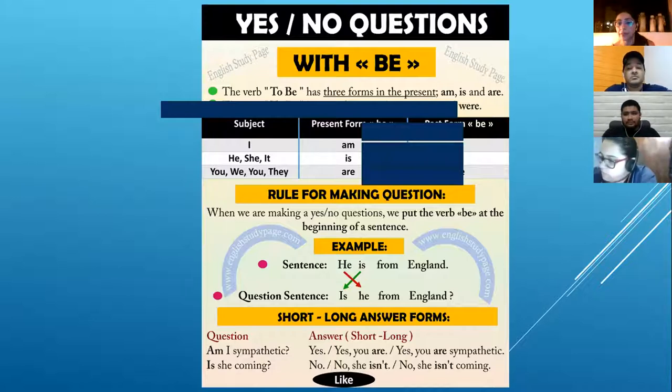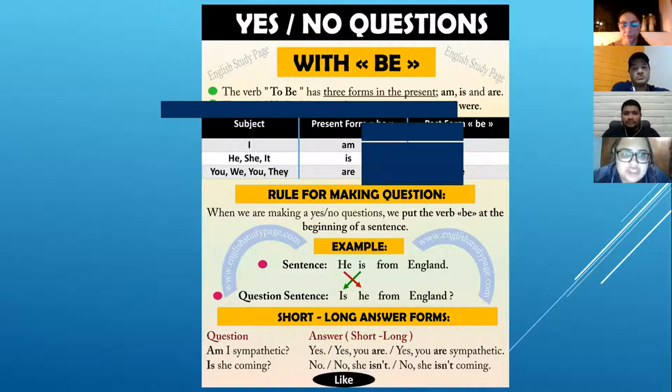So let's see, Tania, can you read yes, no questions with be? Can you read the information, Tania? Yes, no questions with be. The verb to be has three forms in the present: am, is, and are. Very good. I am. He, she, it is. That's right. You, we, you, they are. Very good. Rule for making a question. When we are making a yes, no question, we put the verb be at the beginning of a sentence.